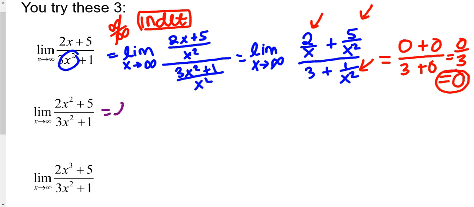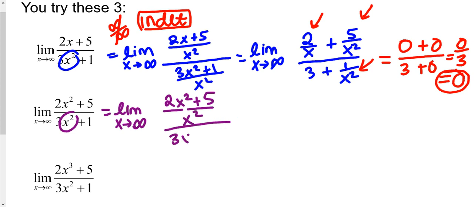The next example, we would have the limit as x approaches infinity. And the highest term that I see is still x squared. It's on the top and the bottom this time. So I have 2x squared plus 5 over 3x squared plus 1. Wait, nope, I want to divide. I want to get rid of that. Divide it by x squared, and then 3x squared plus 1 divided by x squared. And when I do that, the x squareds cancel, so I have 2 left here.